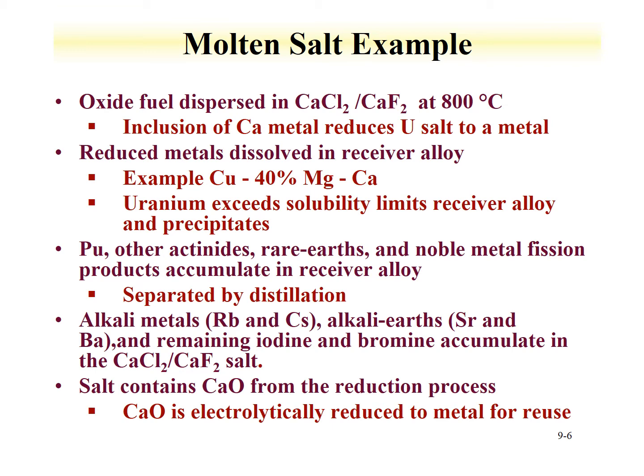Once reduced, the uranium metal can be removed from the salt phase by being dissolved into a second phase. It's called the receiver alloy. For example, an alloy of copper, magnesium, calcium can be produced. The uranium is dissolved into this phase. It exceeds the solubility limit in the receiver alloy and precipitates. So you have separation of the uranium as it goes from the oxide phase at the initial component, is reduced to the metallic phase, goes into this receiver alloy and precipitates out.